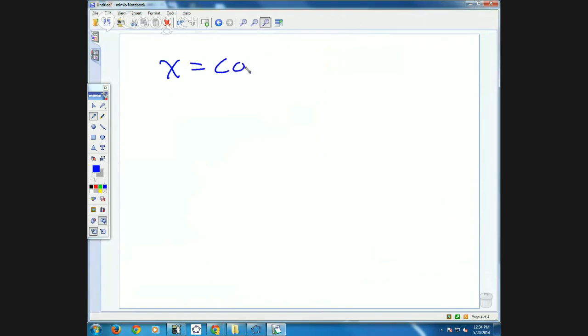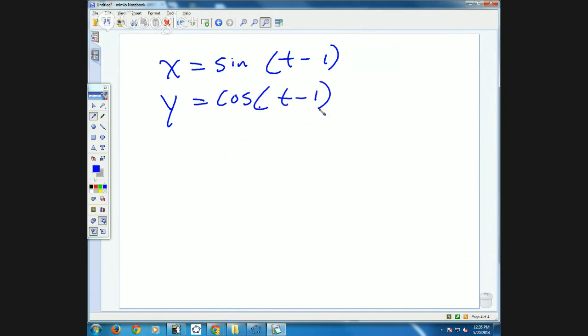Instead, I graphed x equals the cosine of t minus 1 and y equals the sine. Oh no, wait, I got this backwards. I want x sine and y cosine, sine and cosine of t minus 1. So since this thing was graphing clockwise, that gave me a shift essentially back. So it starts sooner, back 1 unit.